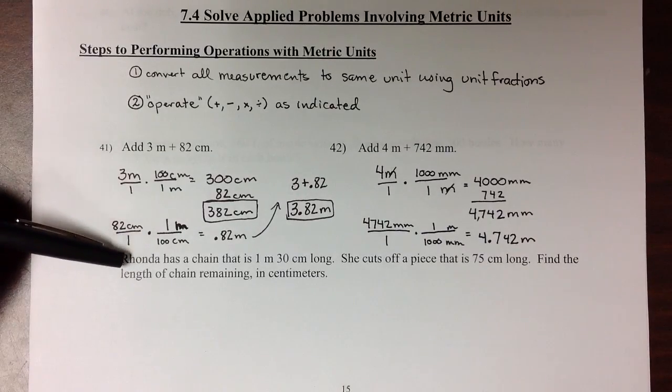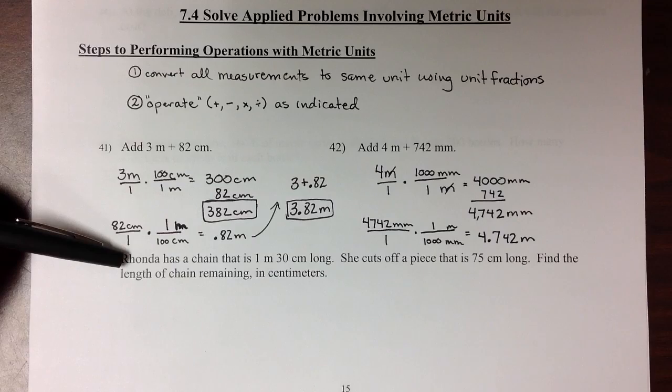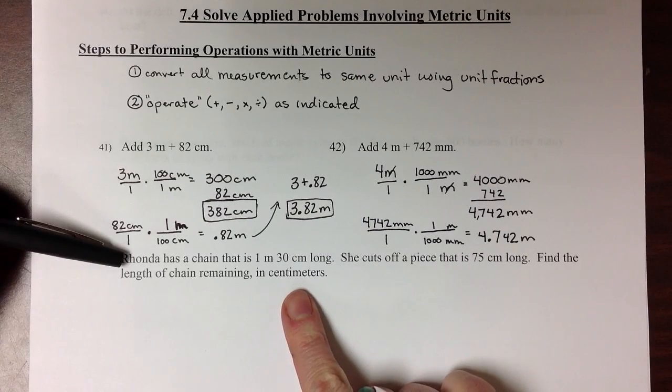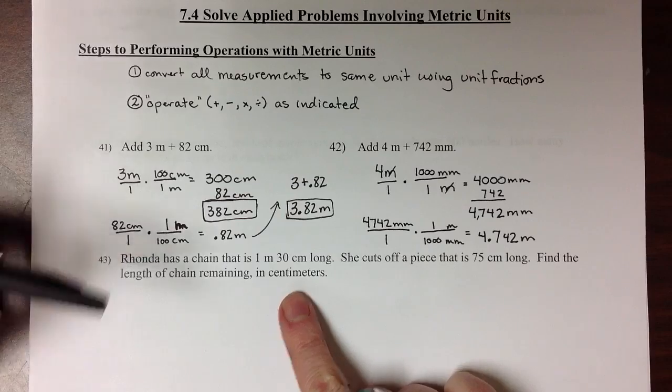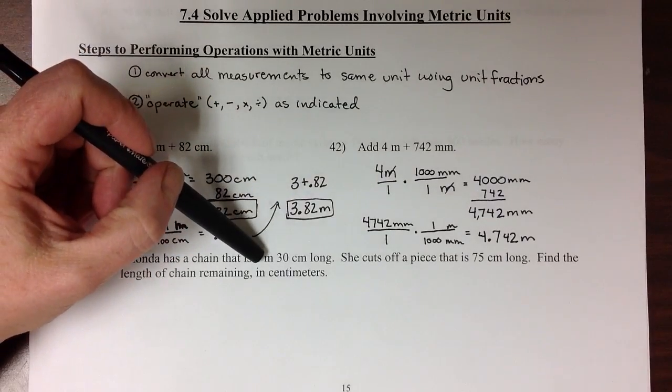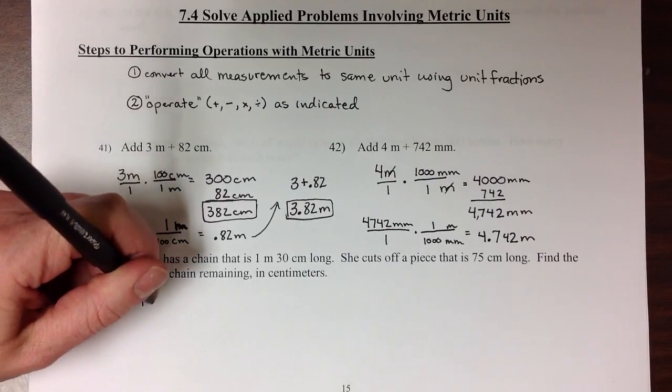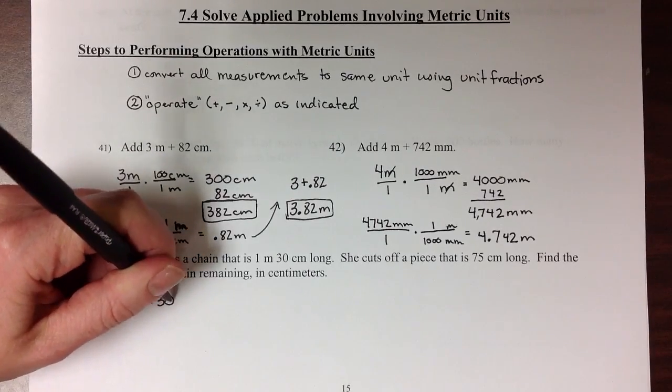Looking at an application of this, Rhonda has a chain that is 1 meter 30 centimeters long. She cuts off a piece that is 75 centimeters long. Find the length of chain remaining in centimeters. So she's starting with a piece that is 1 meter plus an additional 30 centimeters long.